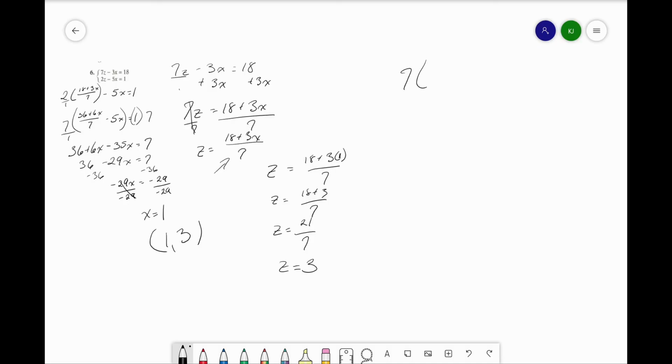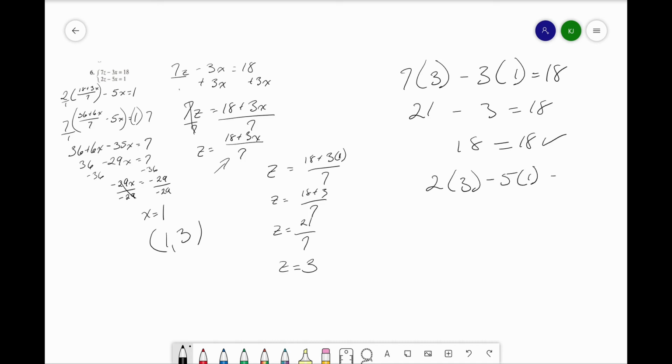So now we have our numbers, 1 and 3, but we have to check them. So we're going to plug them into both. 7 times 3 minus 3 times 1 equals 18. 21 minus 3 does equal 18. Then 2 times 3 minus 5 times 1: 6 minus 5 does equal 1. So we know our equations are correct, and we've solved it.